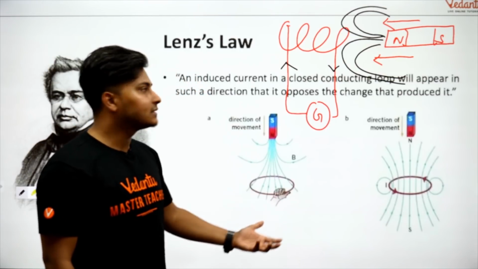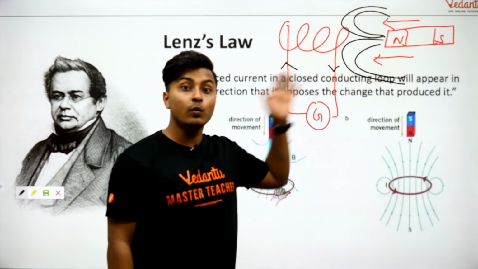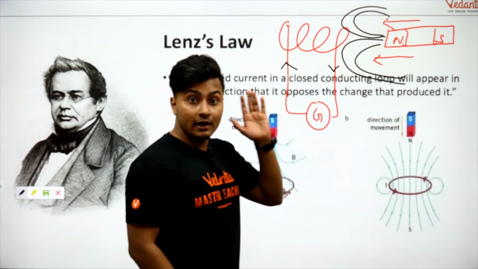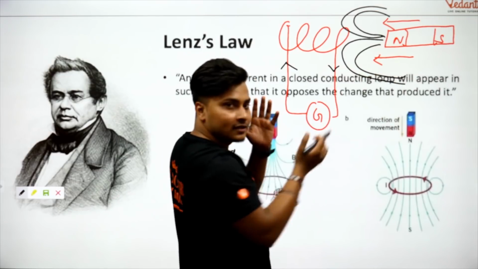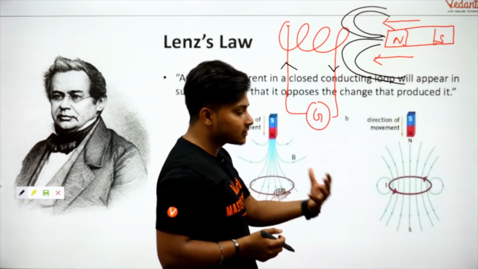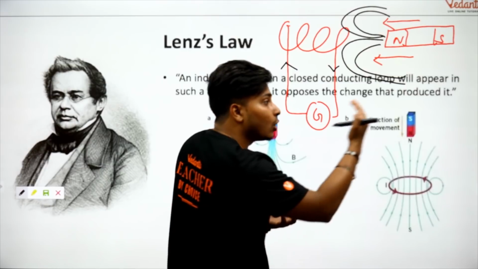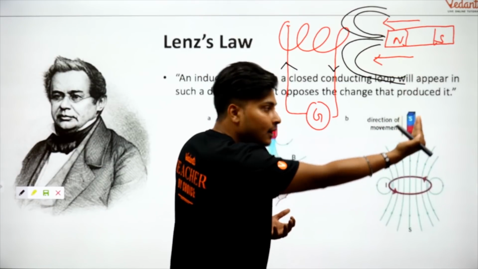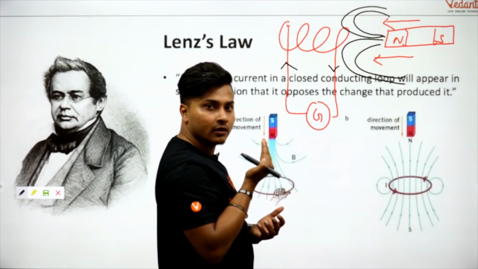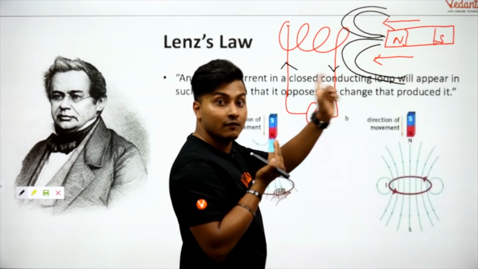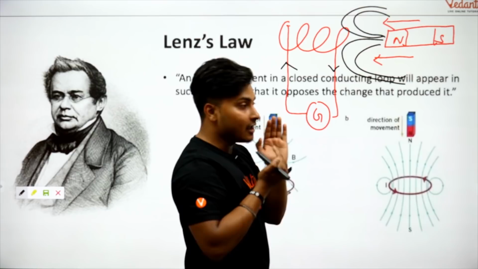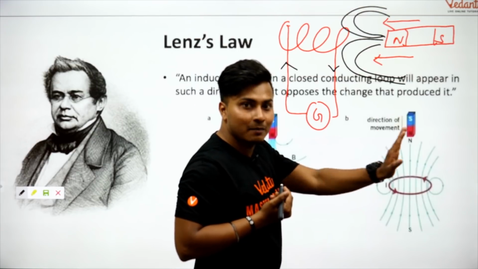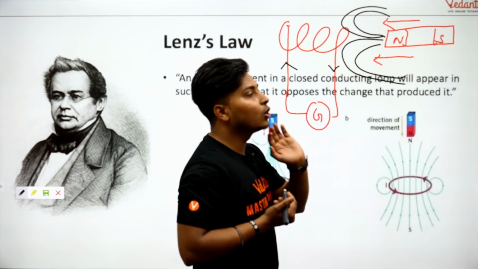Now Lenz states that this induced current will be in a way that it will oppose the reason that caused it. What was the reason this induced current was produced? This induced current was produced because the north pole of a magnet was coming closer to it. So the current produced here will be in a way that it will be opposing this motion. It will now reflect back, or it will now repel the north pole's movement.